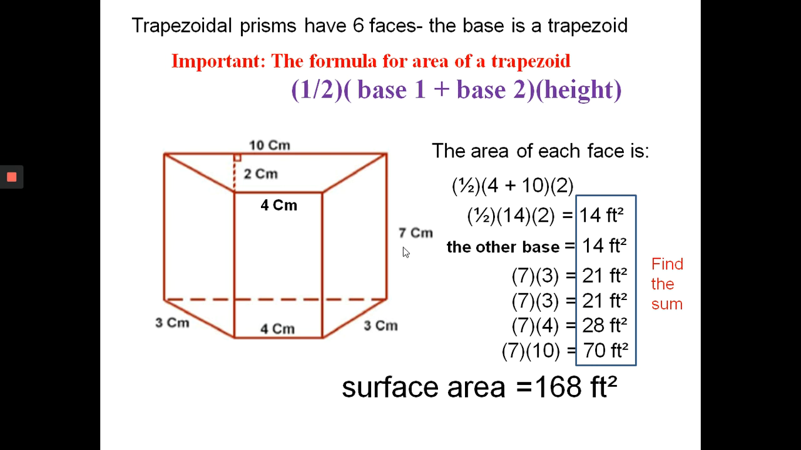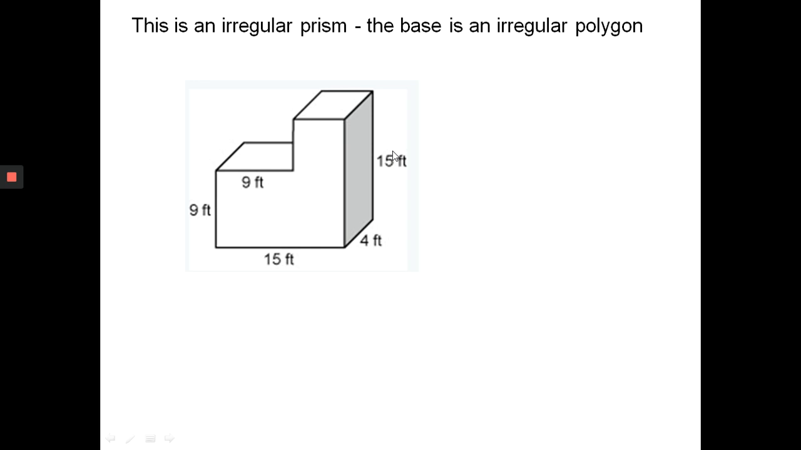All right, so that one's a little bit more complicated, but for the only reason is the area of a trapezoid, something you need to have memorized by now. Okay, we're going to look at something a little bit more complicated, and that is an irregular prism. Now, an irregular prism is a prism that doesn't have a base that's a regular polygon.